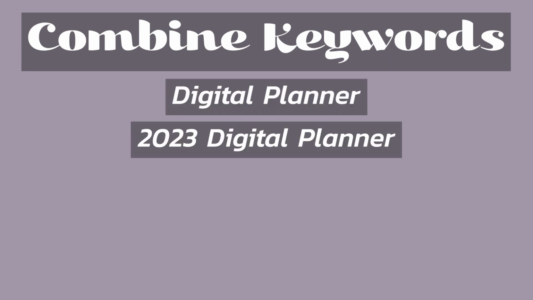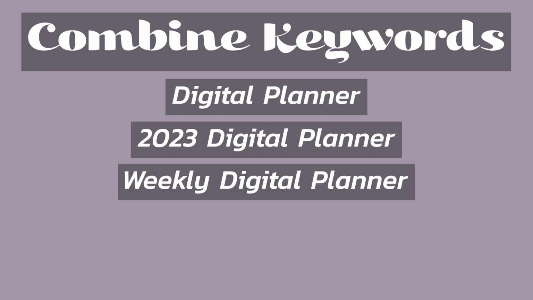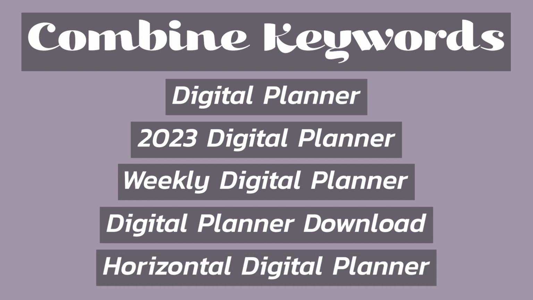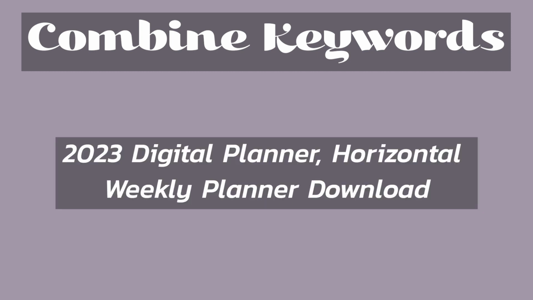Combine keywords into long tail keywords that will allow you to rank for both, which will allow you to add more different keywords in your title. Here's an example. If you have the keywords digital planner, 2023 digital planner, weekly digital planner download, horizontal digital planner, it's very repetitive and pretty unnecessary. You can combine all of those words into two long tail keywords that look like this: 2023 digital planner, horizontal weekly planner download. See how many less characters and words you're using in the title, and you're hitting all of those same keywords.